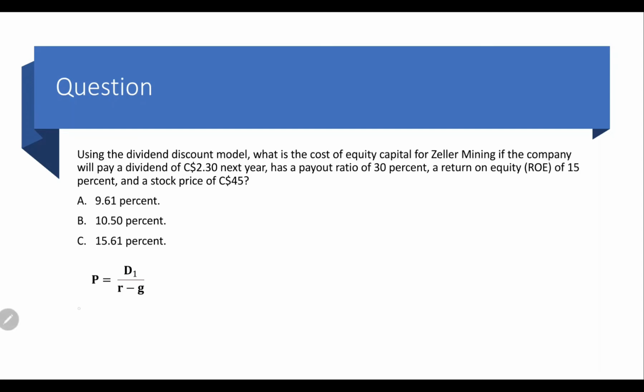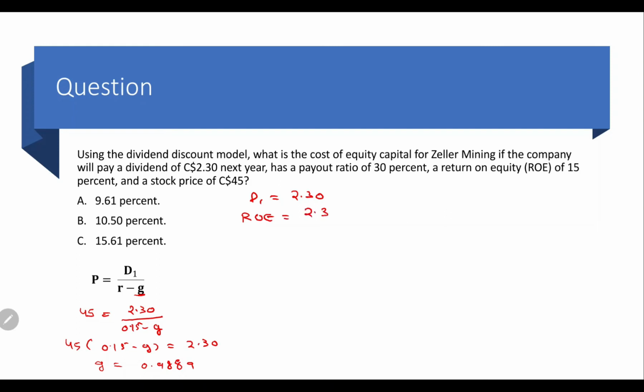we'll calculate the expected growth, which is value of G. So we have the value of P, which is 45, D1 is 2.30, R as 15%. So if we solve this equation, we get 45 into 0.15 minus G equal to 2.30. Solving this, we get the value of G, which is 0.9889. Now using the expected dividends 1 year hence, we'll calculate the total return on equity. Now the expected dividend after 1 year is 2.30 and it is 30% of the total return on equity.